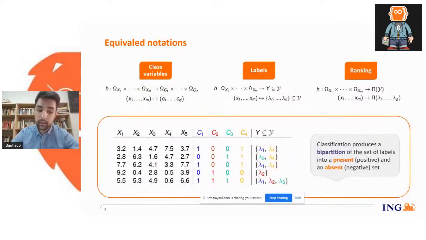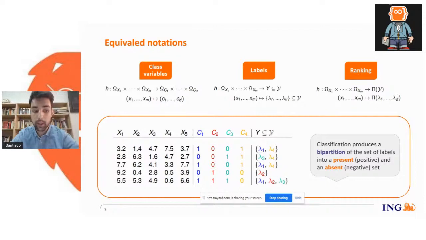A bit more of basics. You may find multi-label classification with 3 different notations, but all of them meaning a similar thing. The first one, regarding class variables, is the one we all are familiar with. Here, multi-label classification is about finding a function h that assigns a vector of d class values to each vector of m feature variables. And this is each class variable c sub 1, c sub 2, etc.